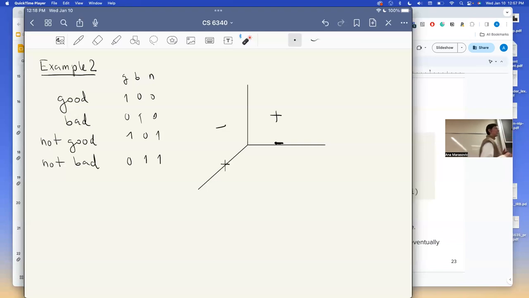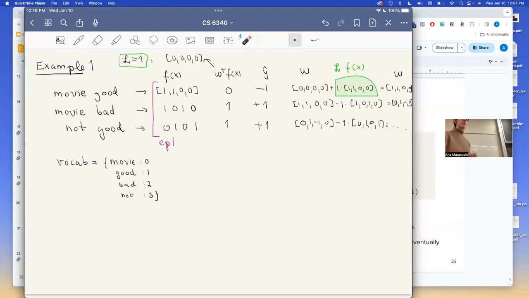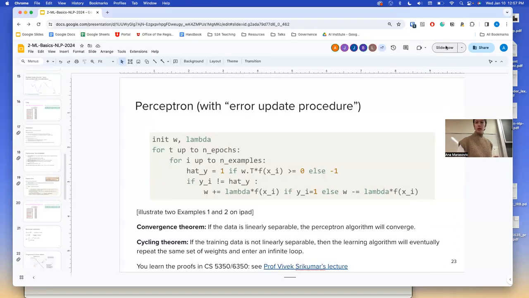Yeah. Will you go back to example one, please? Yeah. So I have two questions. For lambda, at the beginning it's one, but in the second and third, for bad and not good, it becomes negative one or something. Why does it go negative? Yeah, it's because of the formula in the algorithm.